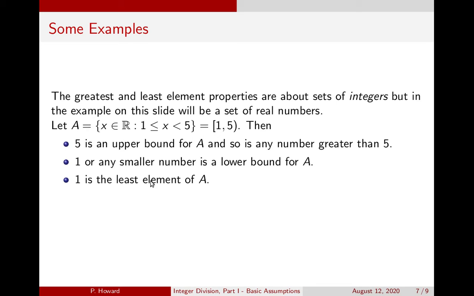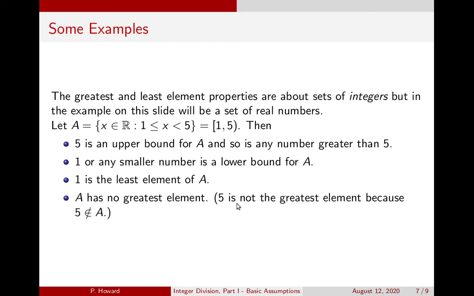1 is the least element. 1 is in A, right? 1 is less than or equal to 1. And as we've seen, 1 is a lower bound. And A has no greatest element. Right? 5 is not a greatest element because 5 is not in A.